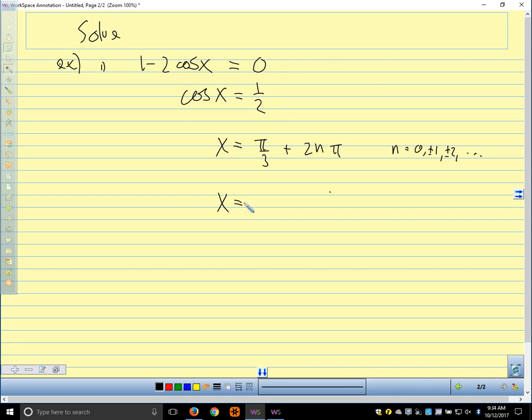Another angle with a cosine of 1/2. The magnitude would be 1/2. Negative pi thirds. And usually for these solutions we want to go around counterclockwise, so negative pi thirds is the same as 5 pi thirds. And then we'd say plus 2n pi. So those would be our solutions to this equation.